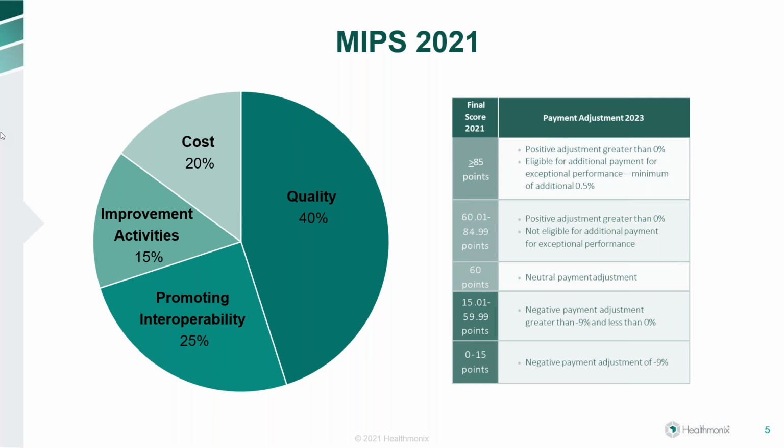On the right-hand side, you can see what the adjustments are for this year. 85 points will get you into the exceptional performance bonus. 60 or above will avoid the penalty. Anything from 15 to 60 points will be a scaled negative number. So if you score 15 points, you'll be right around that -9%. Anything below that will be -9%. And between 15 and 59.99 will go from -9% all the way up to 0.